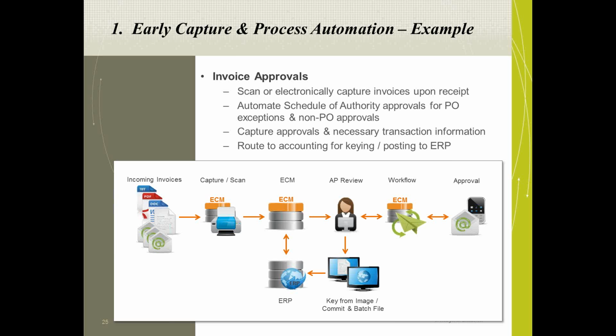Moving back up to that AP specialist review, if it's a PO exception or a non-PO approval is necessary, that would then push out via workflow, and those approvals would be automated, typically by schedule of authority, to the point where it comes back for AP review if needed, or simply pushes out for a commit and a batch file processing back to that ERP again.